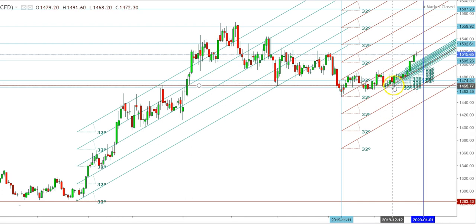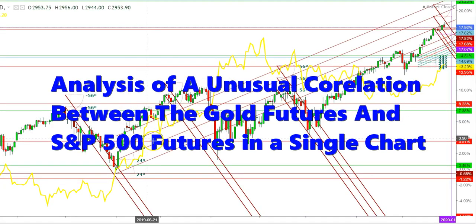Therefore, this unusual correlation between the strong upward move of gold futures along with the global equity markets, I find that this unusual correlation between the gold futures and the S&P 500 looks evident enough to indicate a first signal about an upcoming market crash during the year 2020. Now here I would like to show you the comparative movements of gold futures and the S&P 500 futures.